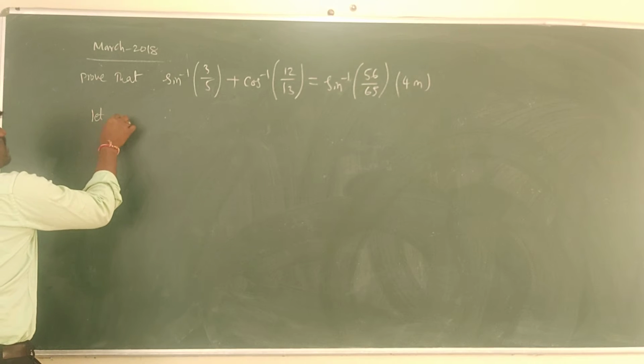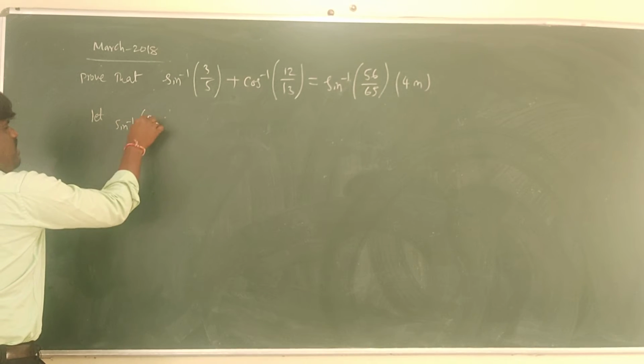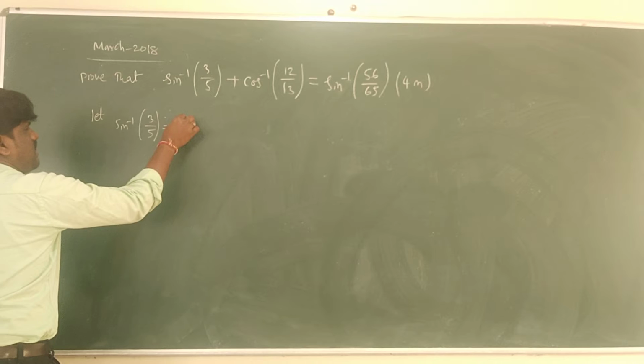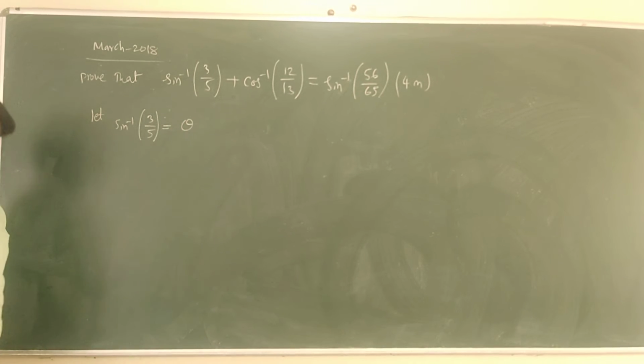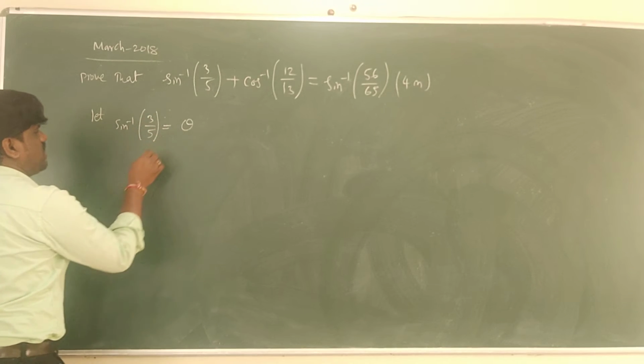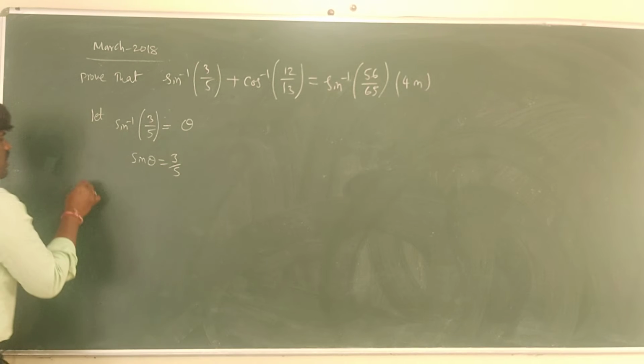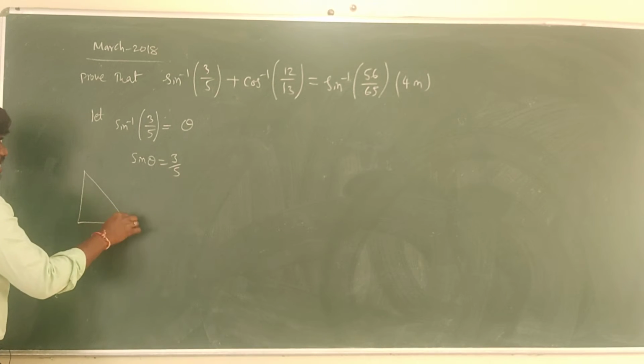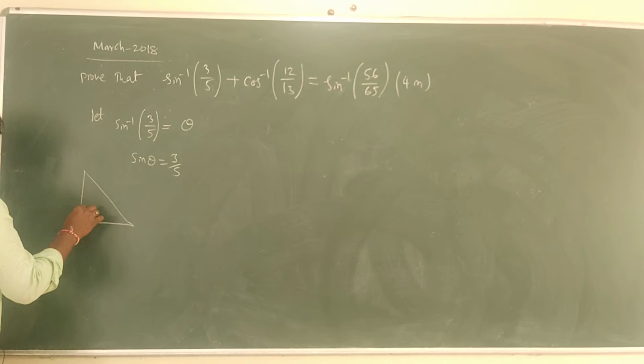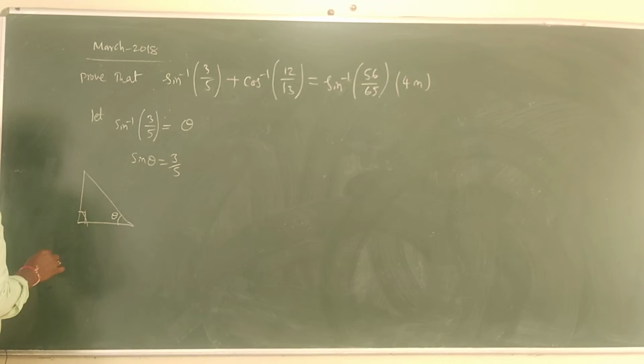Let us take sine inverse 3 by 5 is equal to theta, or x or y, anything, I took theta. Then sine theta is equal to 3 by 5. Take the right angle triangle. Here it is the right angle and this is theta. Sine theta is equal to opposite by hypotenuse. So this is 5, 3, then this will be 4.